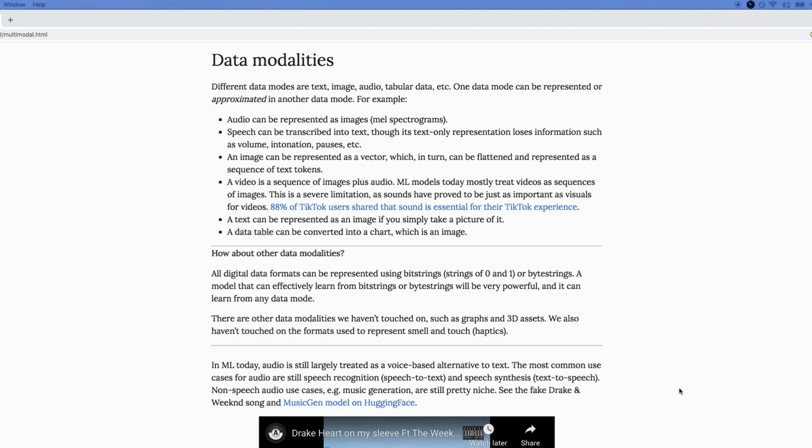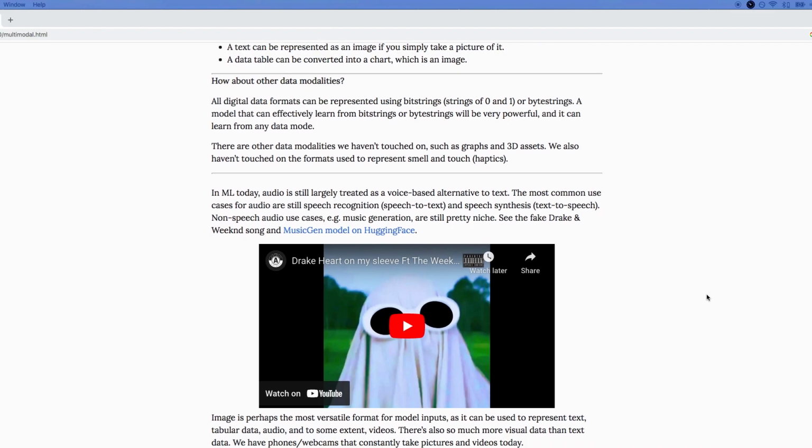A text can be represented as an image if you simply take a picture of it. A data table can be converted into a chart, which is an image. How about other data modalities? All digital data formats can be represented using bit strings, strings of 0 and 1, or byte strings. A model that can effectively learn from bit strings or byte strings will be very powerful, and it can learn from any data mode. There are other data modalities we haven't touched on, such as graphs and 3D assets. We also haven't touched on the formats used to represent smell and touch, haptics.